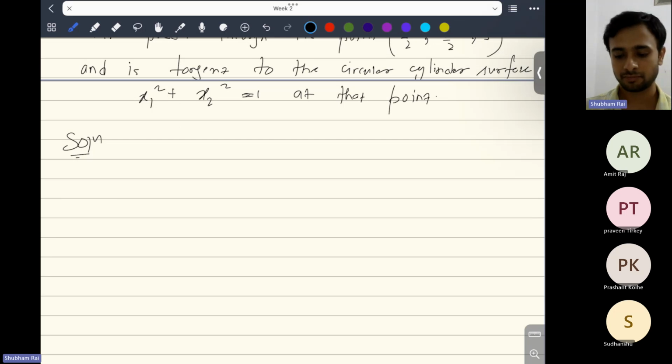Isosurface means, if you draw, let's say x1 is equal to x, x2 is equal to y, x square plus y square is equal to 1, that will be a circle, right? So the combination of x and y that leads to 1. If you combine all those points, you will obtain a circle. So that is an isosurface, because on that surface, the combination of x and y is leading to a constant value. That means iso means same.